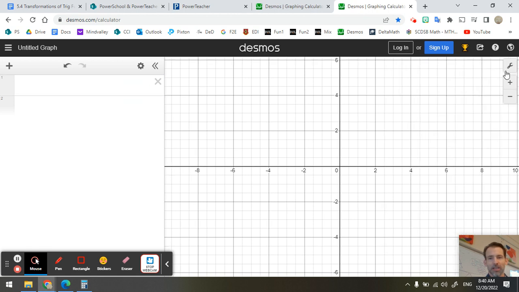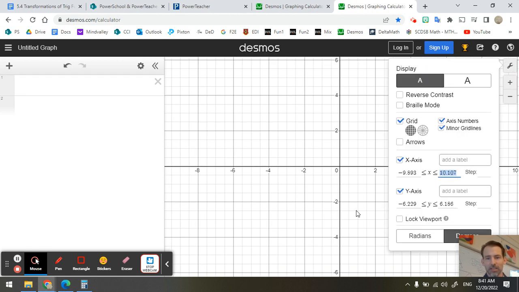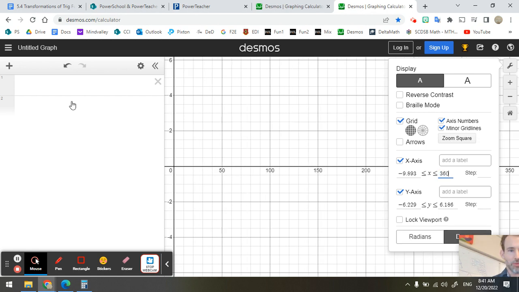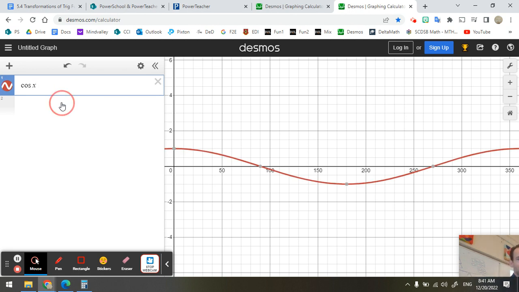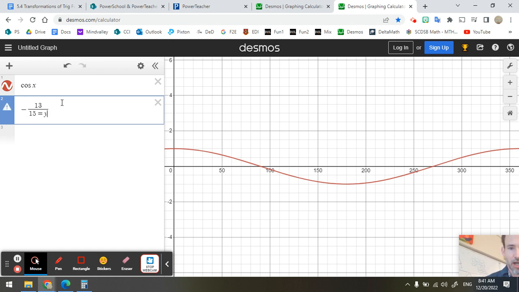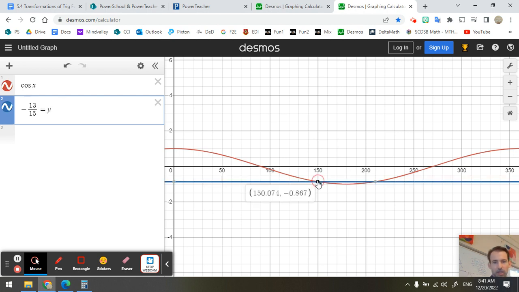We're going to want to see values of x up to 360. There we go, and we have cosine of x. If I want to look for negative 13 over 15 equals y, there are my two solutions at 150 and 210. By visualizing the cosine curve, that it starts at its maximum, goes down, goes underneath, and comes back up to its maximum by 360, you can imagine where it's going to have its two solutions. You can see them there.